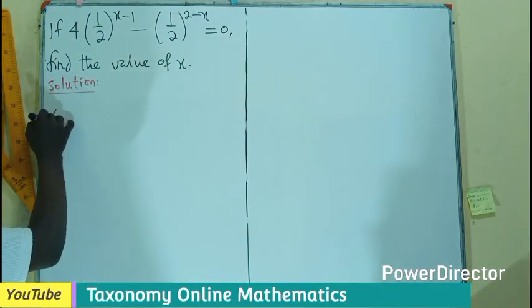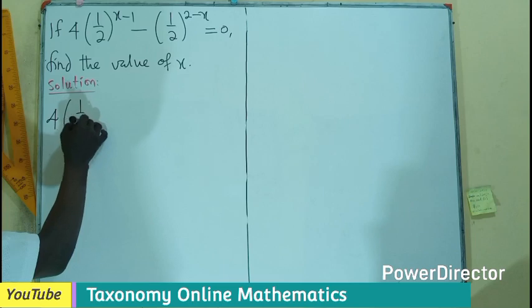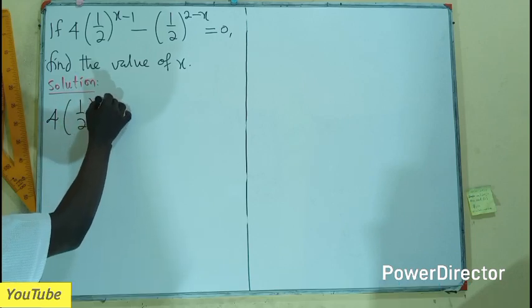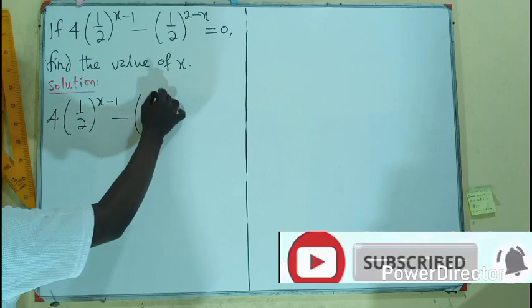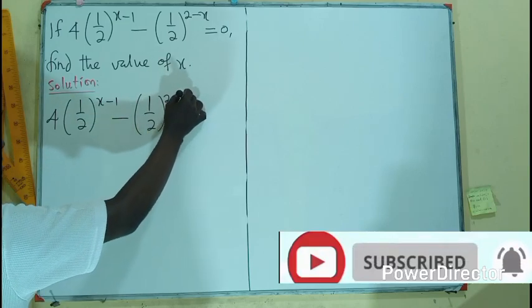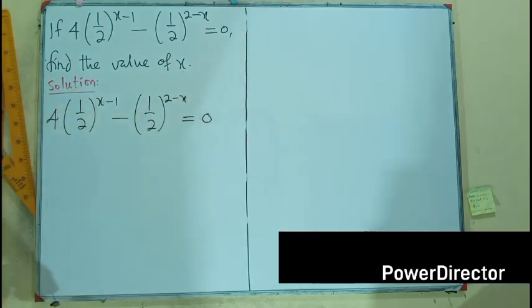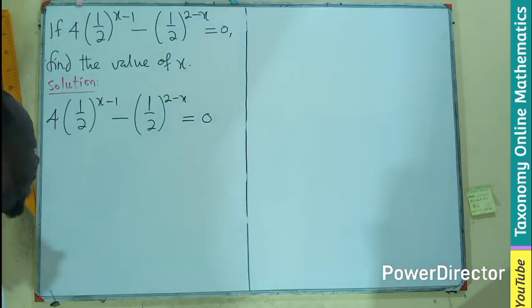Let's look at this. We have 4 into bracket 1 on 2 multiplying a power of x minus 1, minus 1 on 2 multiplying power of 2 minus x. All this equals 0. We are finding the value of x.